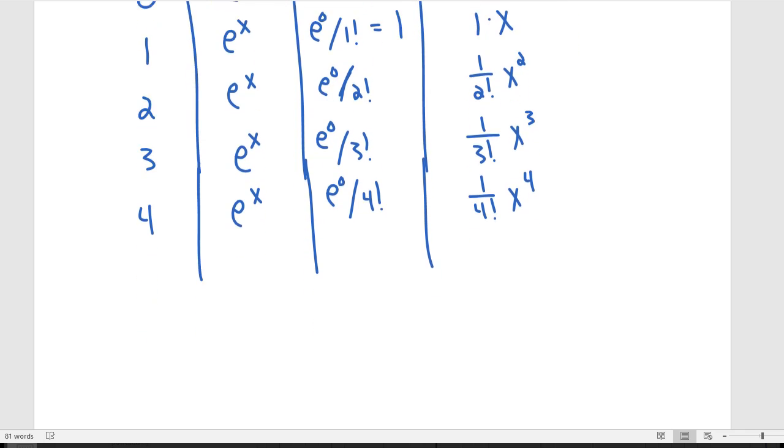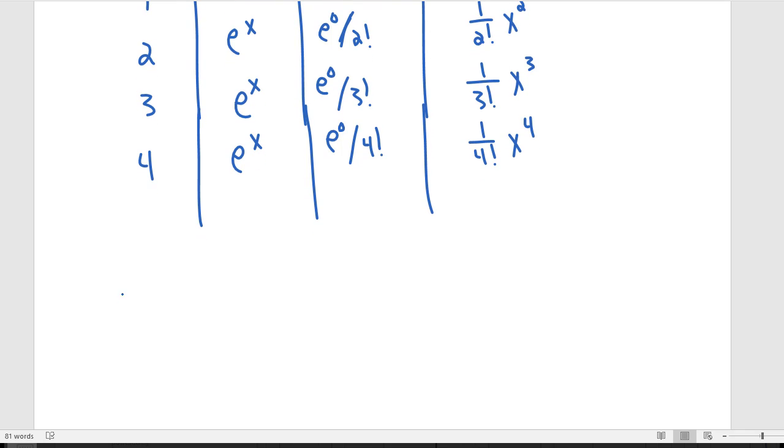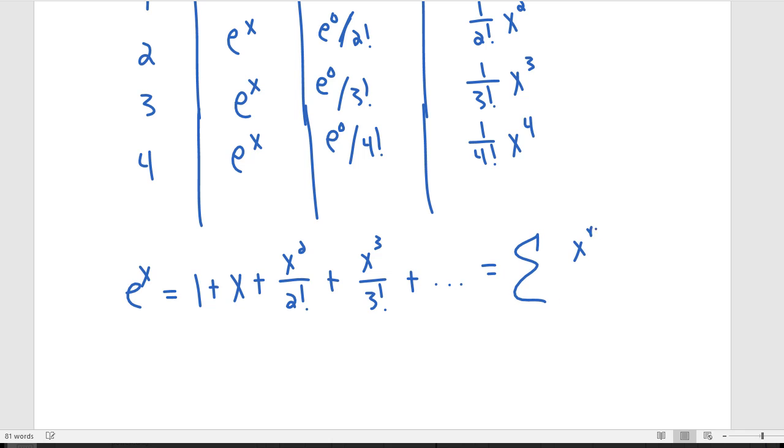So if I write the terms out, e to the x is 1 plus x plus x squared over 2 factorial plus x cubed over 3 factorial plus dot dot dot, which equals the sum of x to the n over n factorial, as n goes from 0 to infinity. All right, awesome. So there's our Maclaurin series, because it's centered at 0.